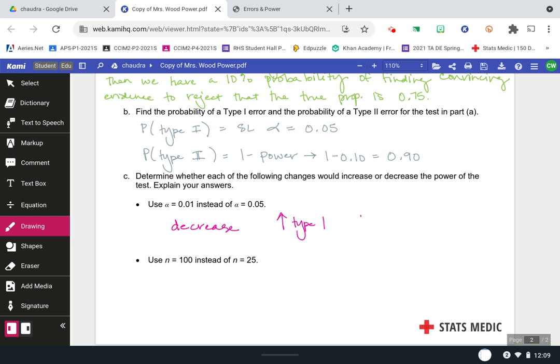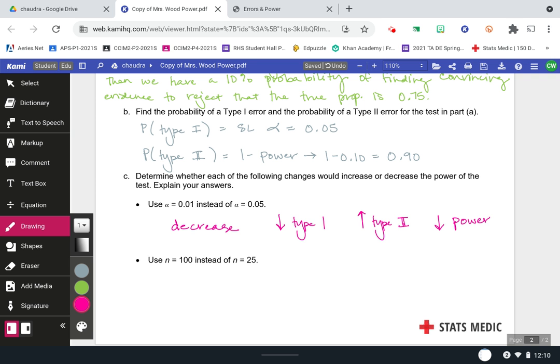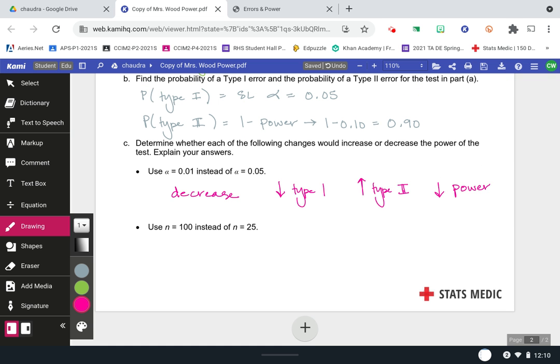Increasing type 1 meant we decreased type 2, which meant we increased, oops, sorry. I went backwards there. Decreasing type 1. I was saying all those right. It just wasn't our situation. We decreased type 1, which would increase type 2, which would decrease the power. That's what they asked. There we go.